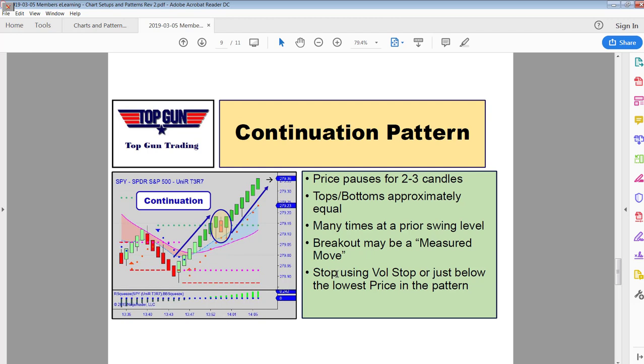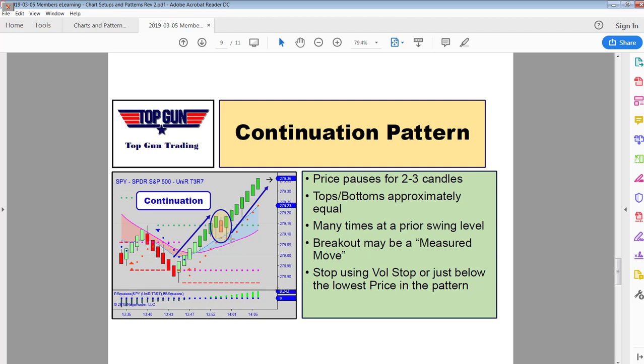Now, what I do is I look at that target, and I look to the left and see if there's a swing level or some sort of price level that it's been to before that it might want to use as resistance. So let's see if that's there, and that would only reinforce the idea of the measured move. And we use the vol stop similar to what we did in the pop out of the box.